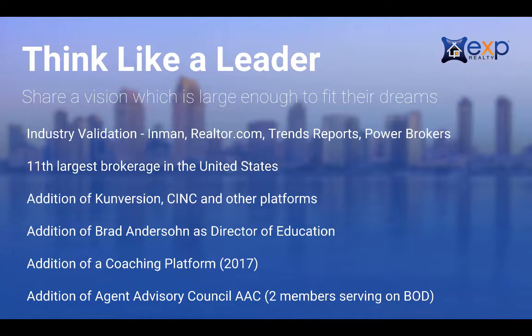We have the Agent Advisory Council that we just officially announced a couple weeks ago, right? So 12 of our own agents have direct feedback into the board. 2 of them will be sitting on the board of directors. There's no other real estate company that I know of that has any agents on their board.